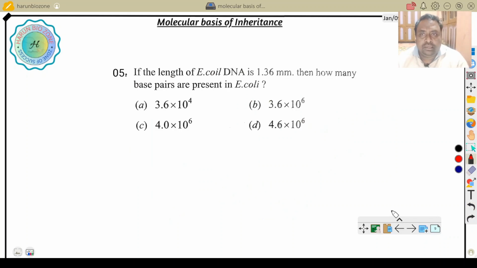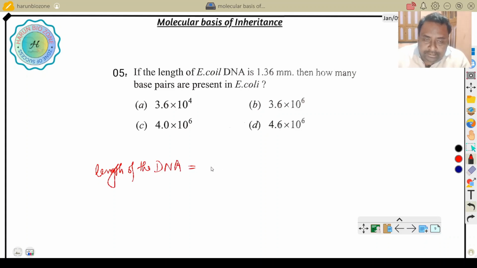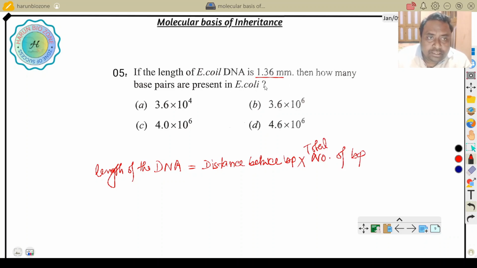Next question, if the length of the E. coli DNA is 1.36 millimeter, then how many base pairs are present in E. coli? So we know the length of the DNA is equal to the distance between base pairs into the total number of base pairs. Now how many base pairs are present in the length of 1.36 millimeter?